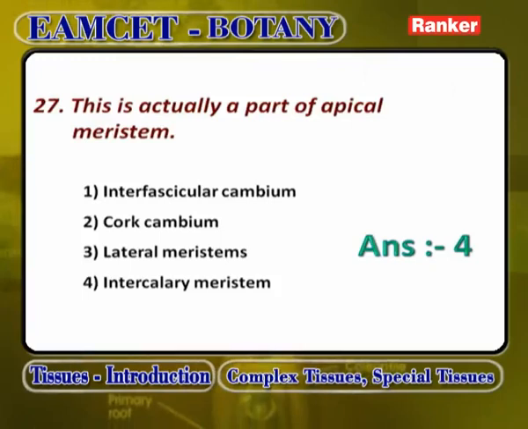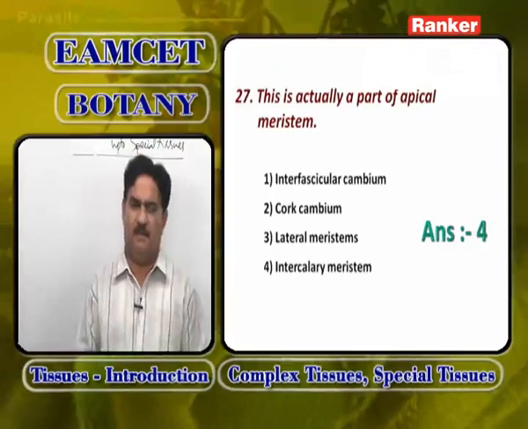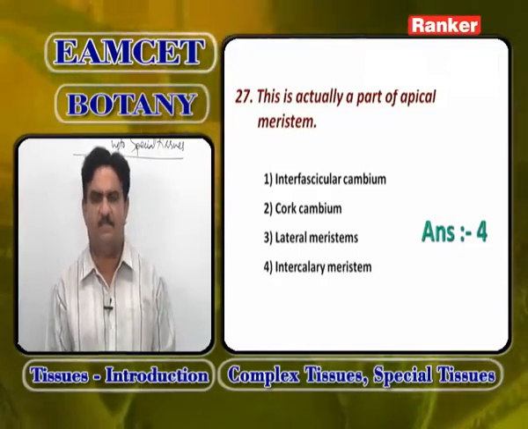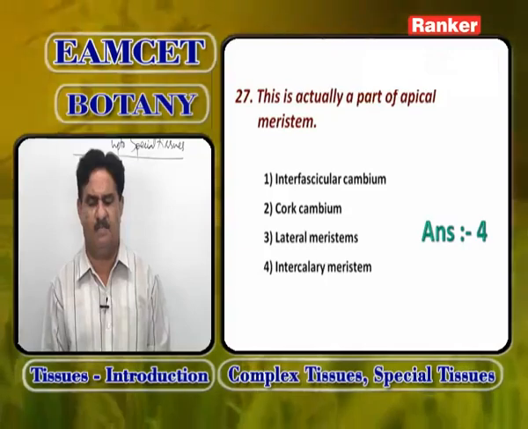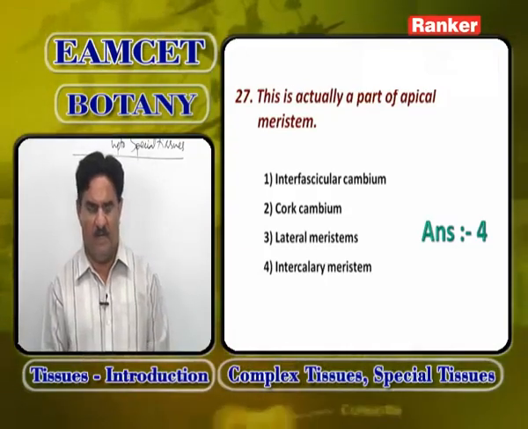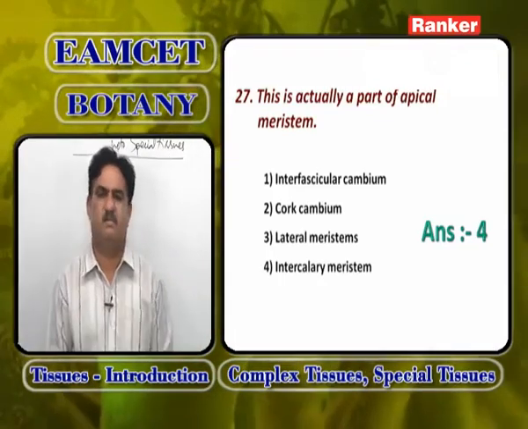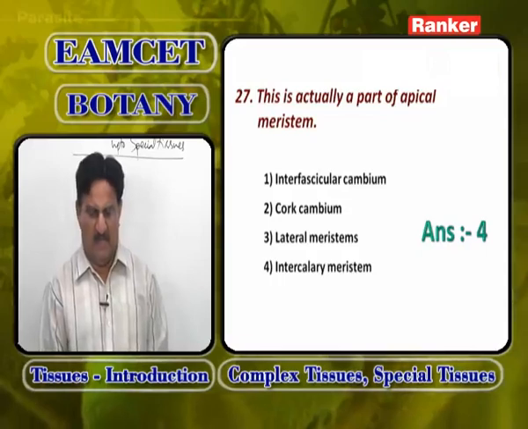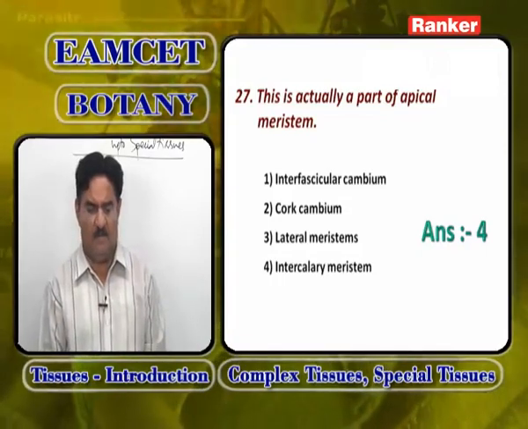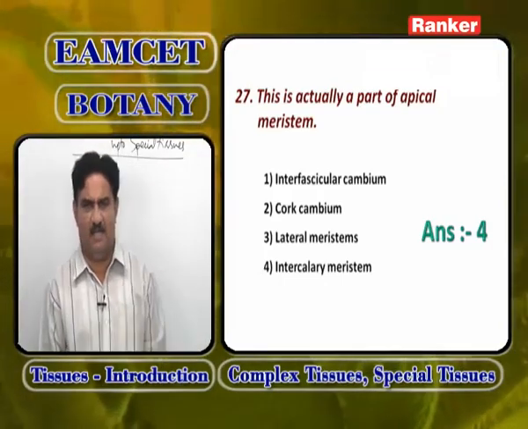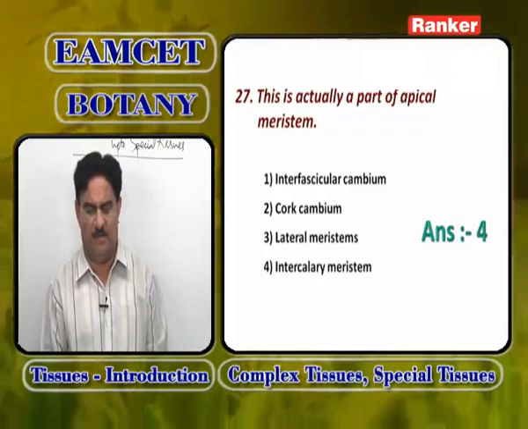This is actually a part of apical meristem, meaning that among the four, one is formed from apical meristem. Interfascicular cambium has not come from apical meristem, it has come from cortical cells of the medullary ray. Cork cambium has not come from apical meristem, it has come from the cells of the cortex. Lateral meristems are not a part of apical meristem because they are present on the lateral sides and help in increasing the girth or volume of circular plant parts.